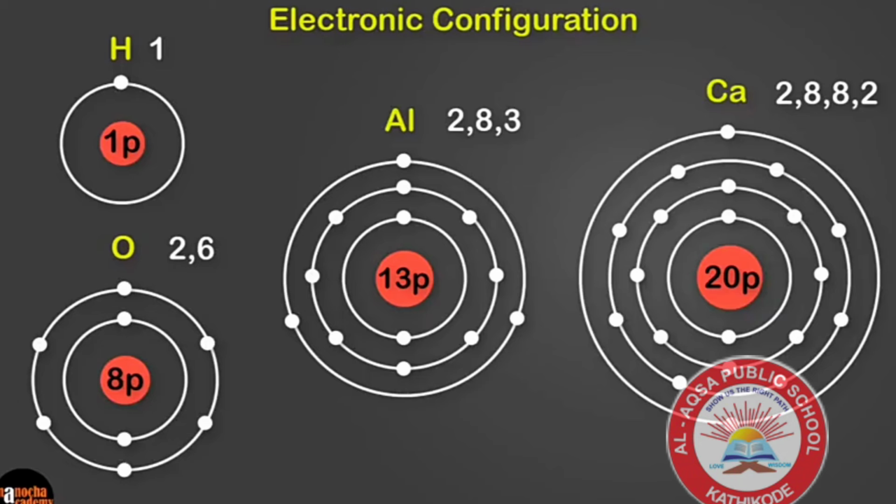Another example, aluminium, electronic configuration 2, 8, 3. That means it is included in the third period. And calcium, atomic number 20, electronic configuration 2, 8, 8, 2. That means it is included in the fourth period.